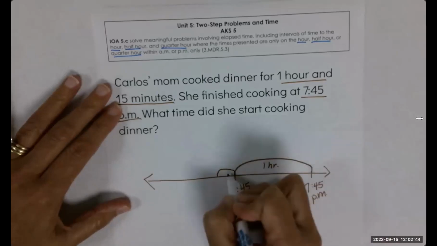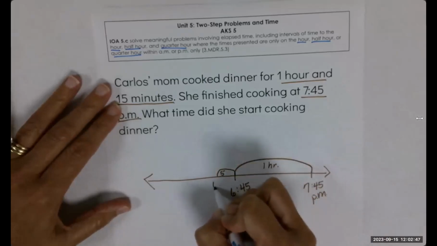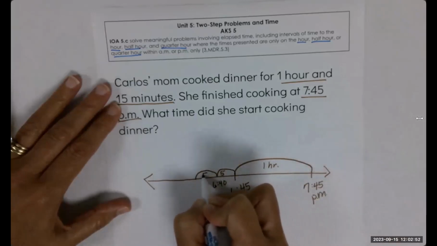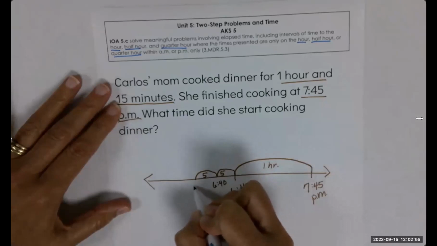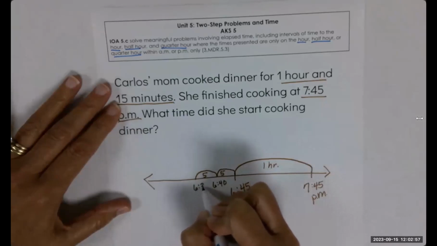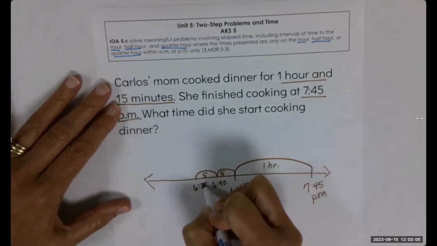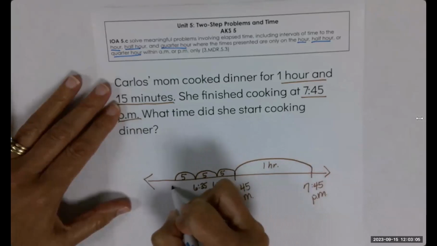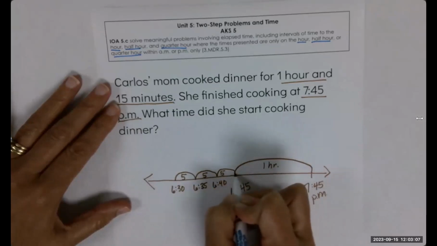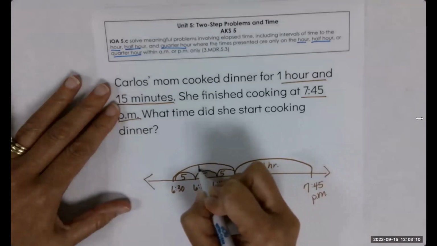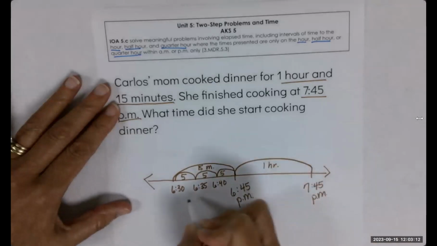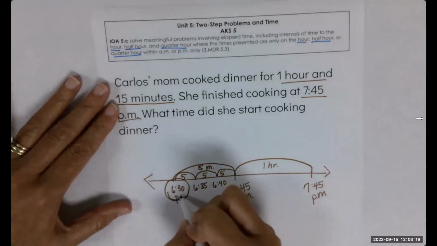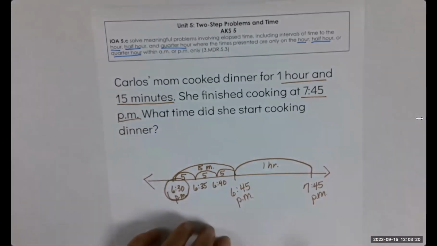So there's a jump of 5 minutes, and that takes me, going backwards, to 6:40 p.m. Another jump of 5 minutes backwards brings me to 6:35 p.m. And another group of 5 takes me to 6:30. And yep, that amount of time was 15 minutes. And I know Carlos's mom started cooking dinner at 6:30 p.m.